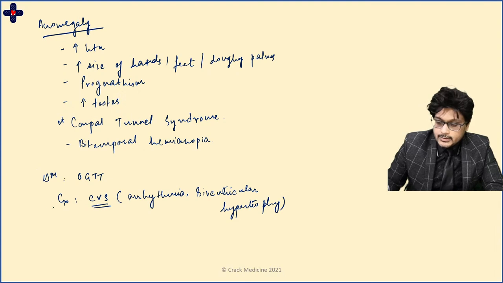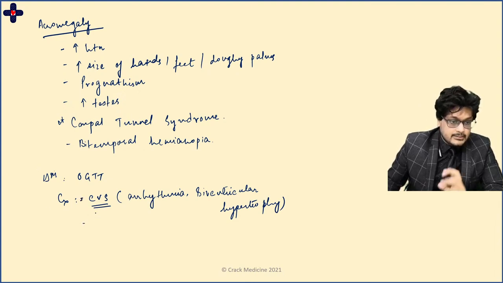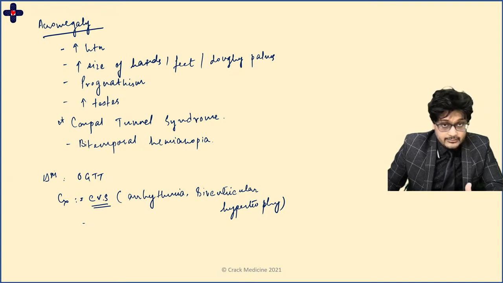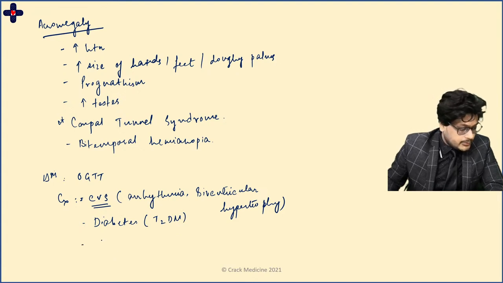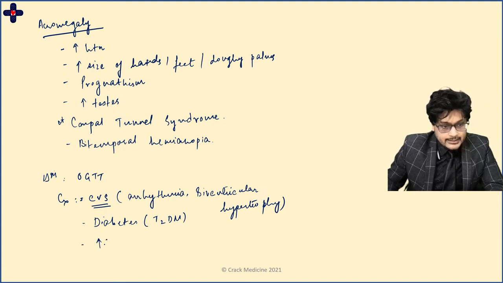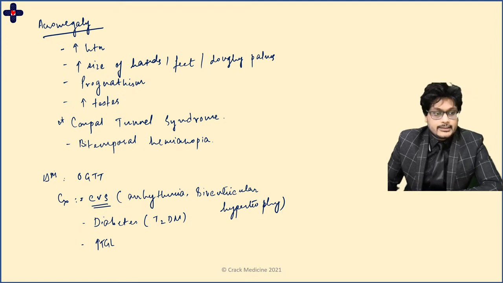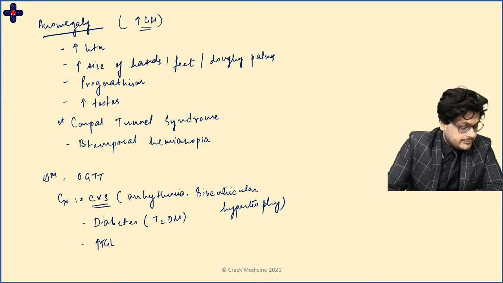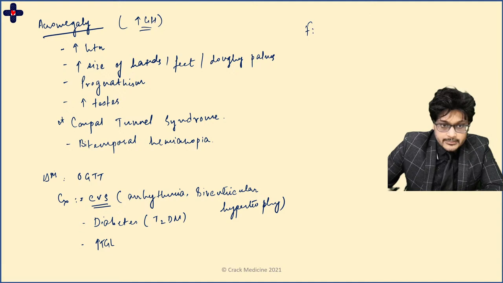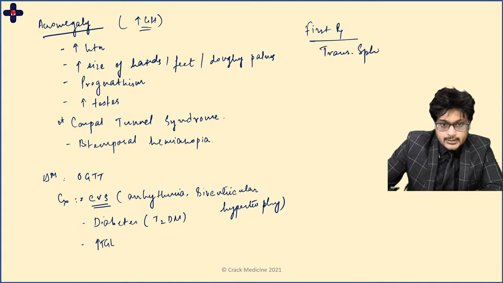Yes, Dr. Karthik, you're right. So remember CVS as a major complication. You can also have diabetes in the patient with acromegaly. That's a complication, type 2. And you can also have increased triglyceride levels. All right, so this is an excess of growth hormone. Very, very important question. You can be very sure to see this. First treatment is always transsphenoidal surgery, unless there are some contraindications or the patient refuses the surgery.